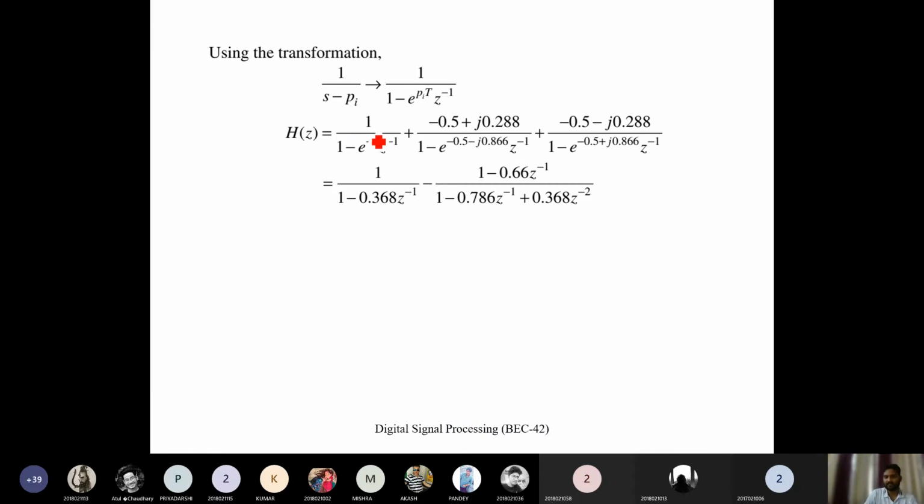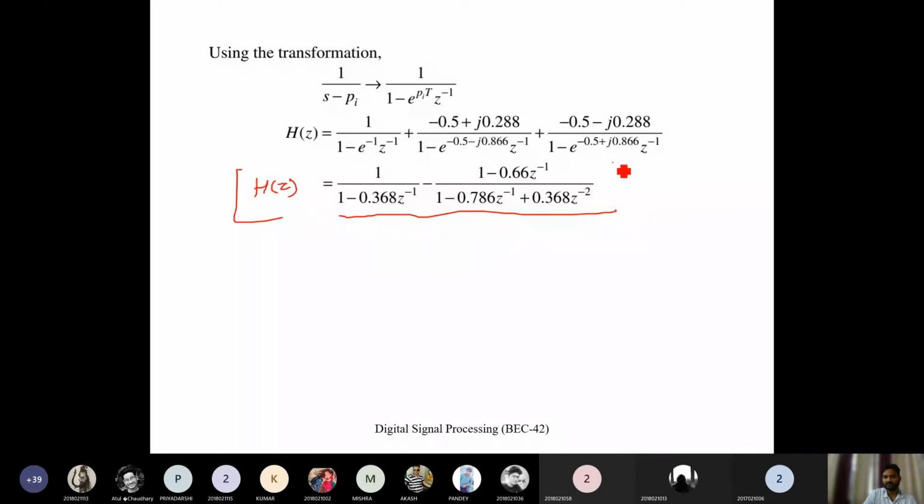Once we have replaced the different values, we get this combination. After having this combination, we will multiply these two terms and again separate it in the form of Z power -1. After simplification, we will get this as the H of Z.